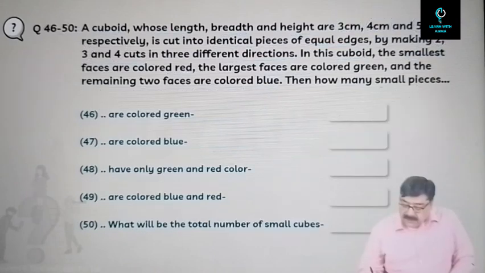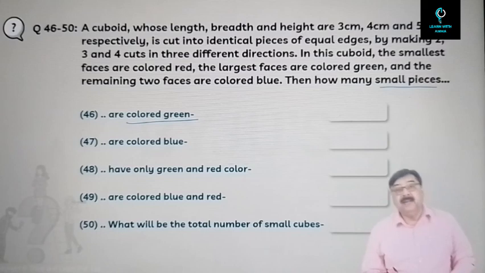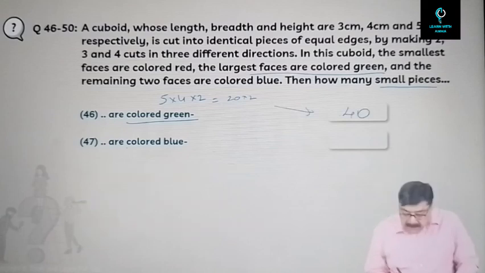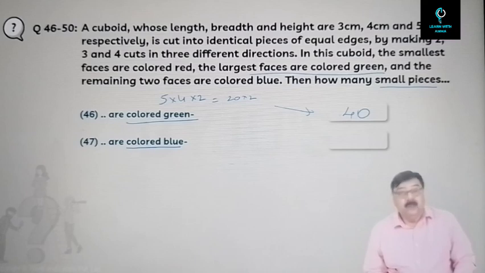Now, how many small pieces are colored green? Now, you remember the largest faces are colored green. So, the largest area here shall be 5 into 4. And there are 2 such faces. So, that is 20 into 2, which should give us 40. How many pieces are colored blue? Blue color was, if you remember, 5 into 3.